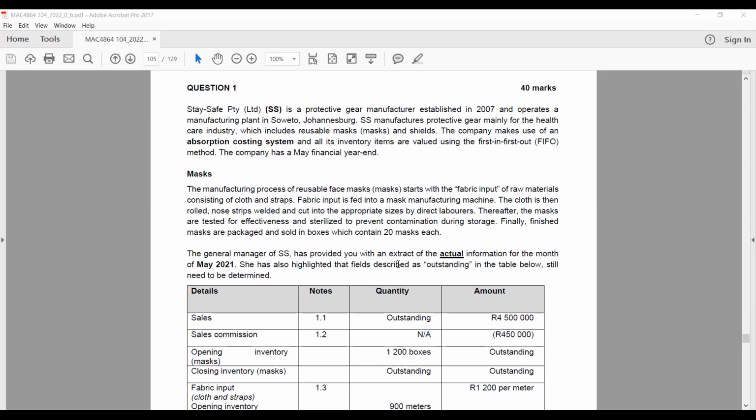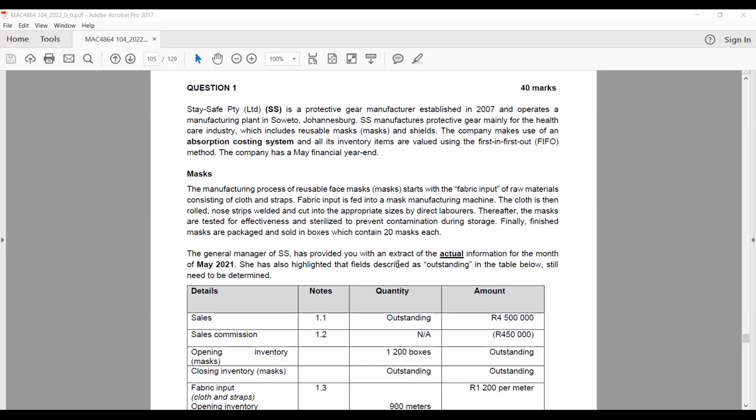They say the manufacturing process of reusable face masks starts with a fabric input of raw materials consisting of cloth and straps. Fabric input is fed into a mask manufacturing machine. The cloth is then rolled, nose strips welded, and cut into appropriate sizes by direct laborers. Thereafter, the masks are tested for effectiveness and sterilized to prevent contamination during storage. Finally, finished masks are packaged and sold in boxes which contain 20 masks each.